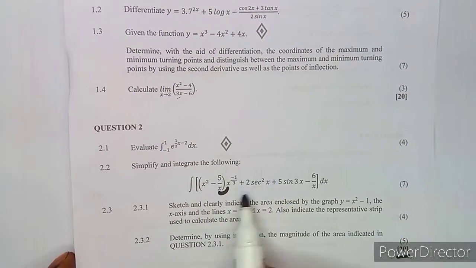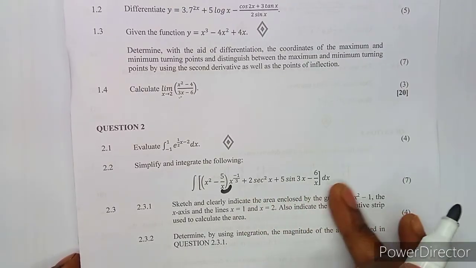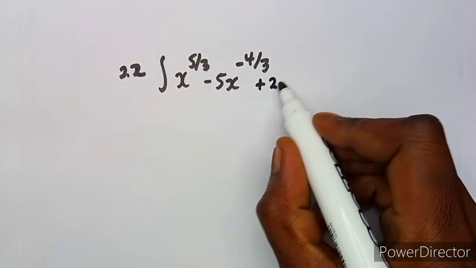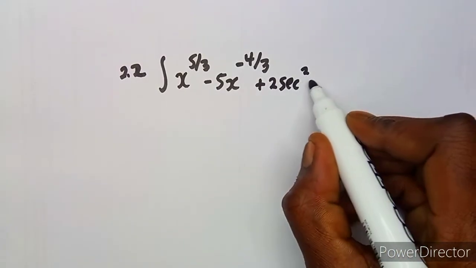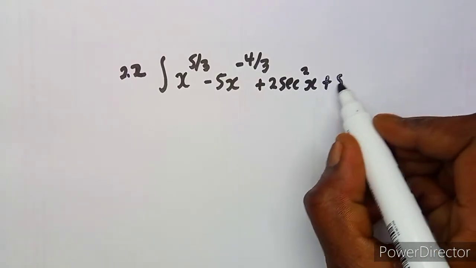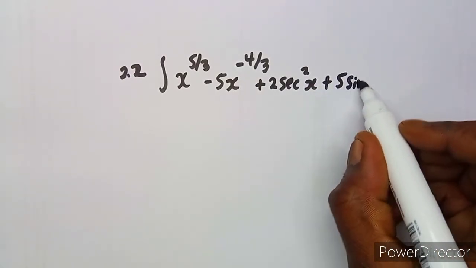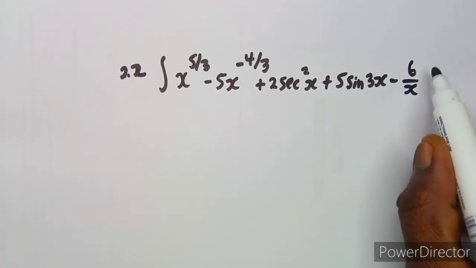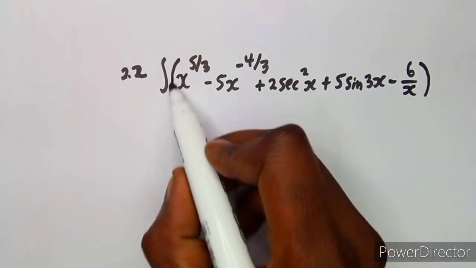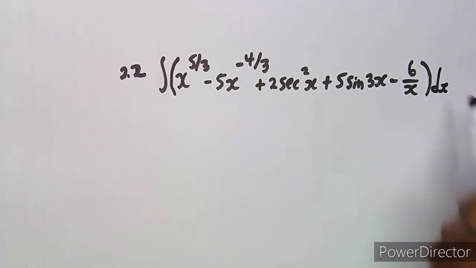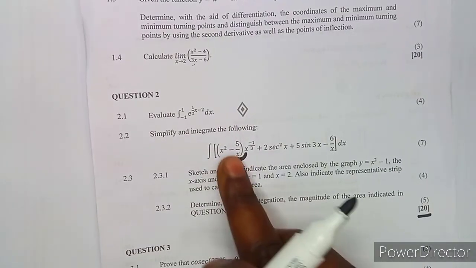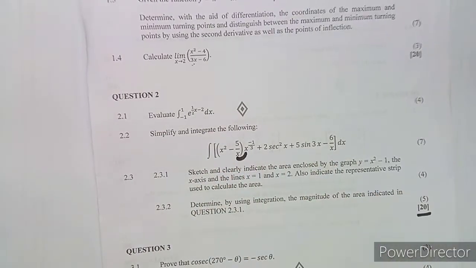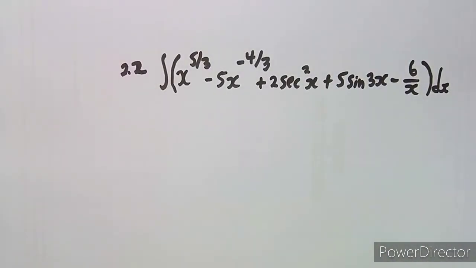All right, so this bracket we are done. Okay, this one is fine. These ones, you just write them as they are. They are fine, those ones. So you just rewrite them as they are. That's 2 sec squared x plus 5 sine 3x, like this, minus 6 over x. So all these ones are fine. There is nothing wrong with these ones. Okay, so we just needed to simplify this first bracket first. That is why we have to simplify it. Then now let's integrate, guys. I hope everything is clear.